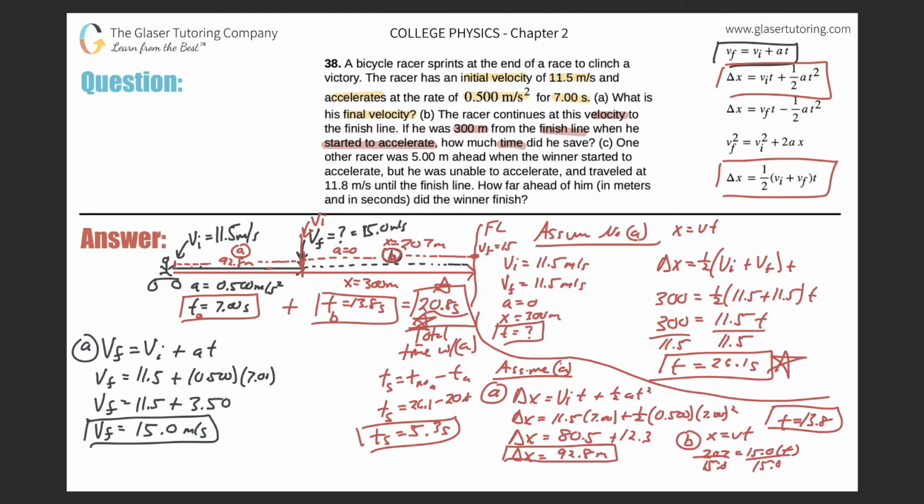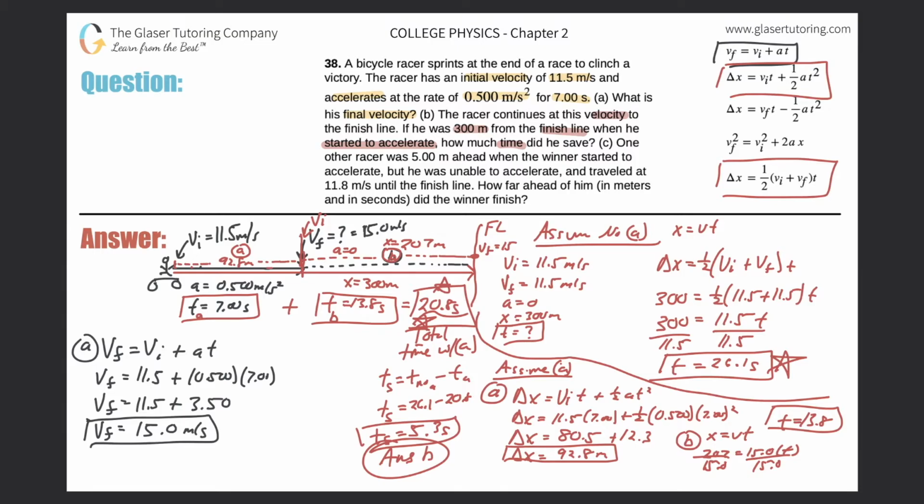So this is finally the answer to part B. Now, oh boy, part C. One other racer was 5 meters ahead when the winner started to accelerate, but he was unable to accelerate and traveled at 11.8 meters per second until the finish line. How far ahead of him in meters and in seconds did the winner finish?